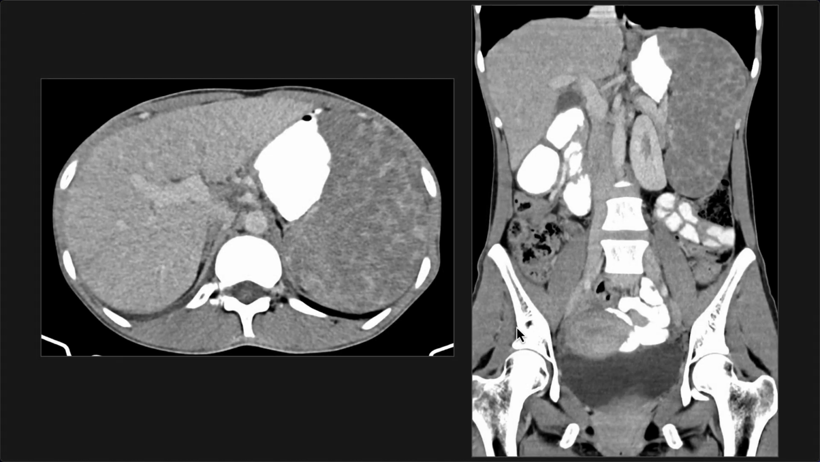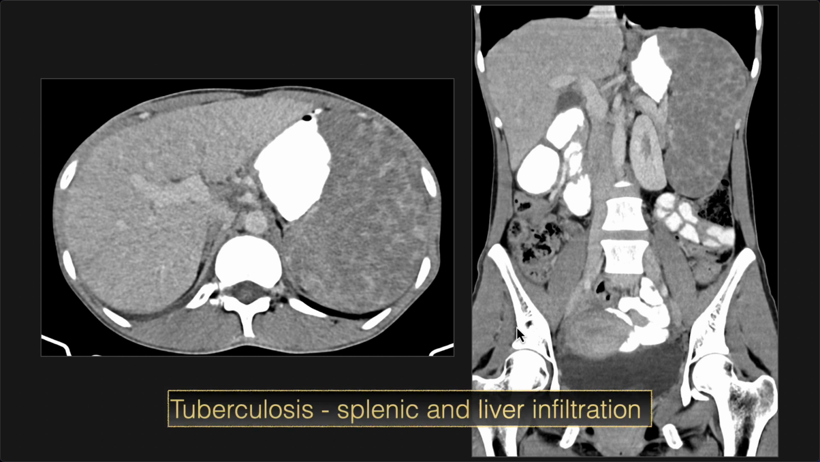And so in this case, we have infiltration of both the spleen and the liver with granulomatous infection, which we can see a little bit better within the spleen and is relatively subtle within the liver. And because of the dramatic splenic involvement and risk for rupture, this patient went on to undergo an urgent splenectomy.